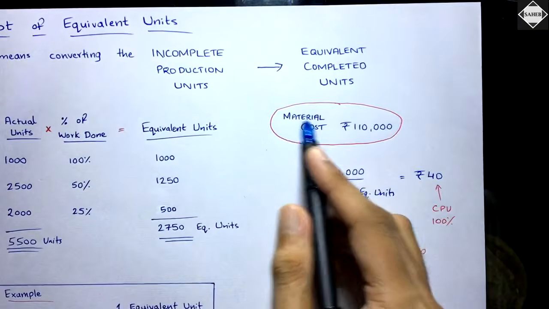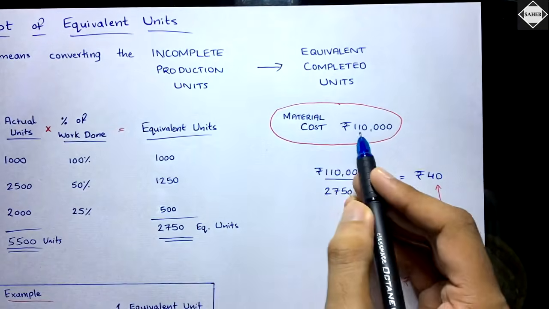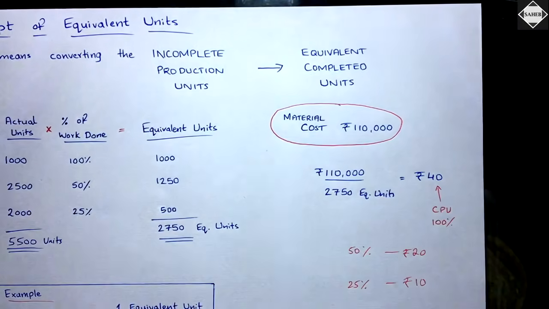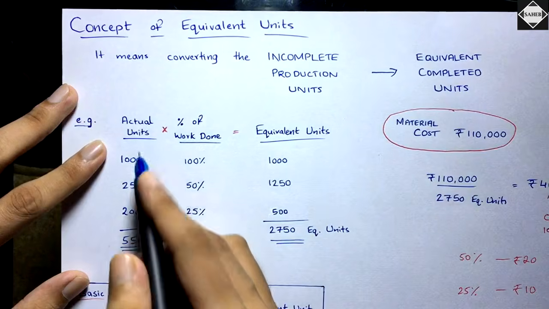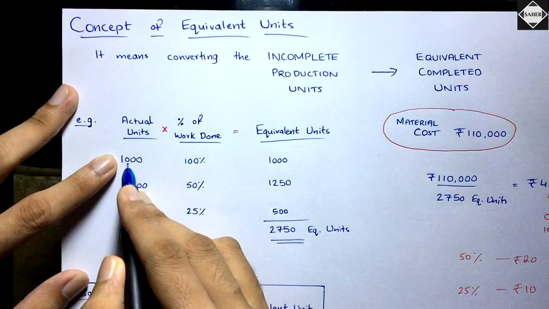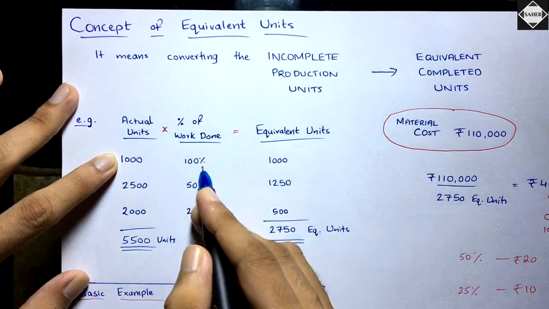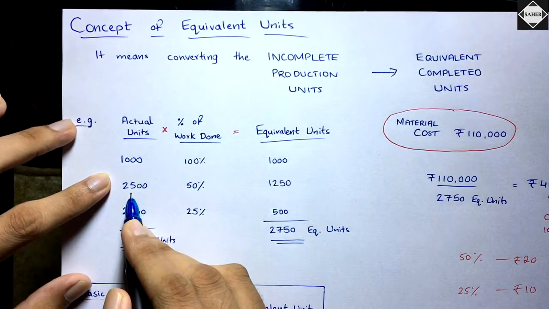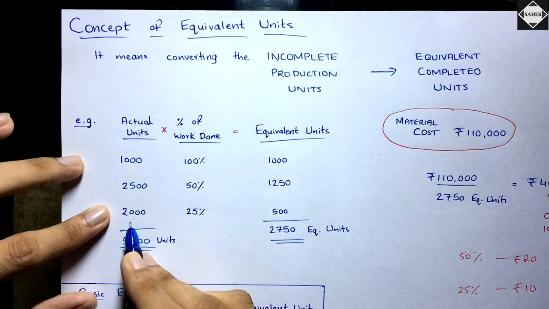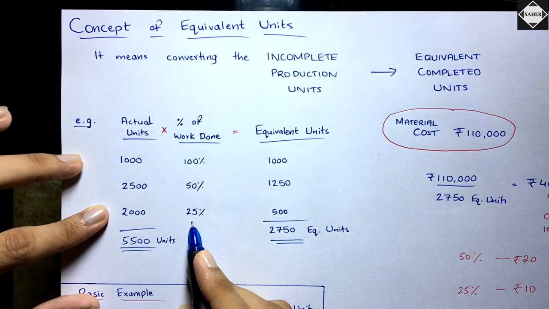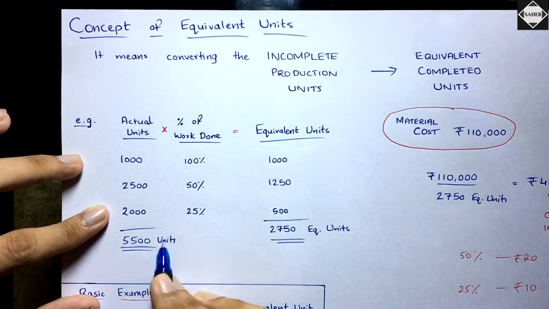Let's say you have incurred material cost of 1,10,000 in a process, and you have produced these units till now. Actual units 1,000, on which 100% work is done, and then you have produced 2,500 units on which 50% work is done, and then 2,000 units on which 25% work is done. So in total you have 5,500 units.